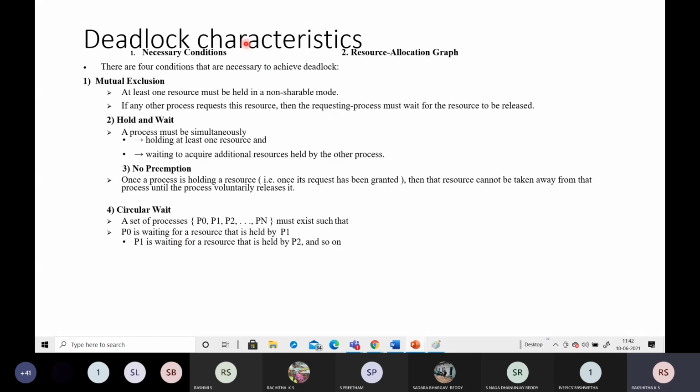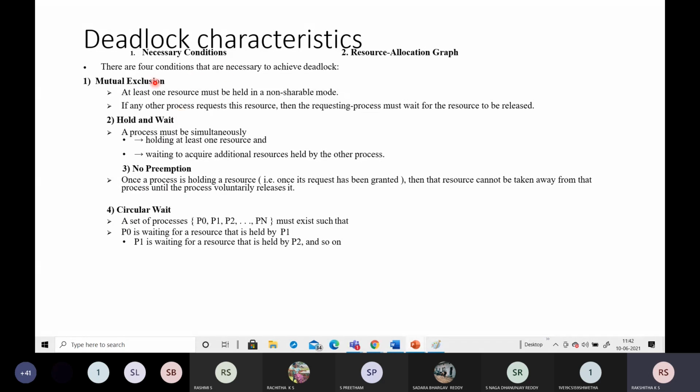The next concept is deadlock characteristics. In the deadlock characteristics, there are necessary conditions and the resource allocation graph. These are the characteristics of deadlock. Inside the necessary conditions, some conditions are necessary to achieve deadlock: mutual exclusion, hold and wait, no preemption, and circular wait. These are the four necessary conditions to achieve deadlock.